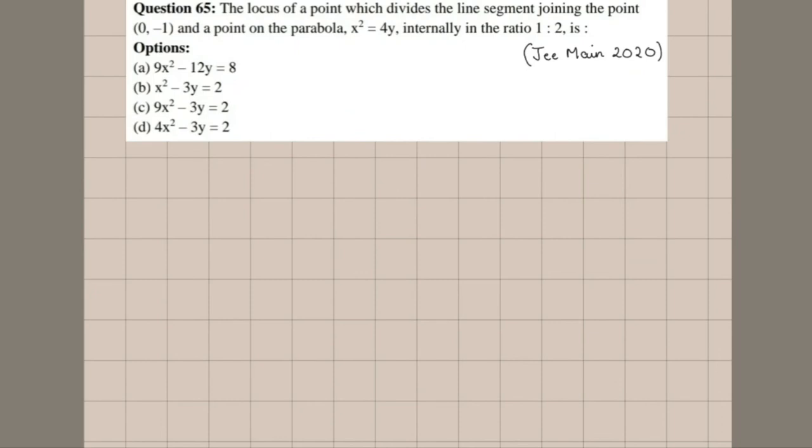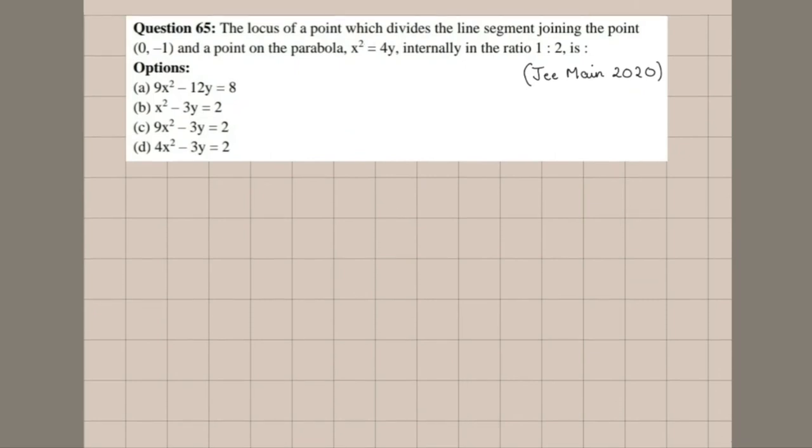See, one more question, JEE Main 2020. The locus of a point which divides the line segment joining the point 0, minus 1 and a point on the parabola internally in the ratio 1:2. If you don't know what is locus, I will just say simply, locus is trace. Let's say a point is moving something like this, then this curve is the locus. So locus is nothing but trace of a point.